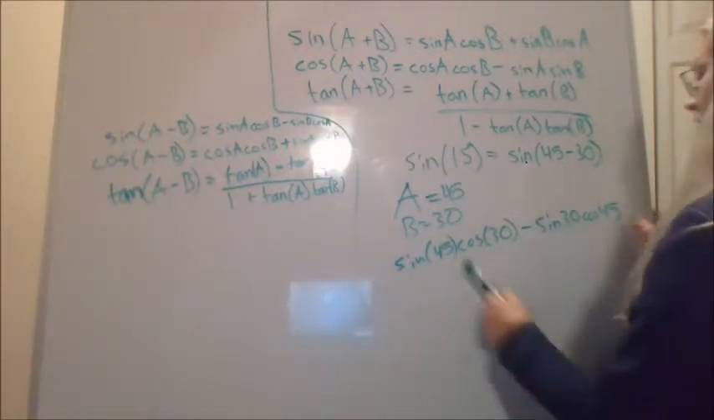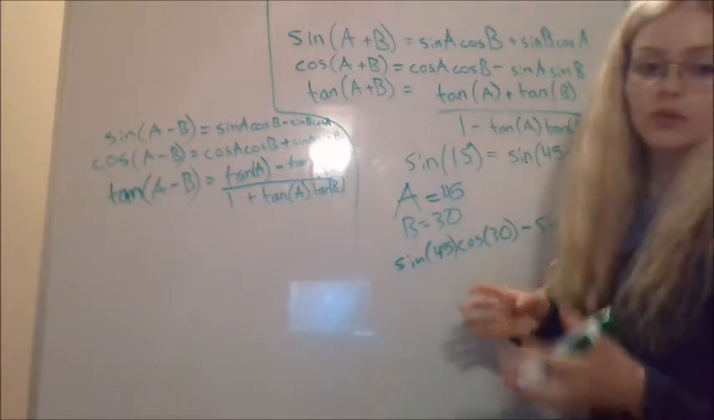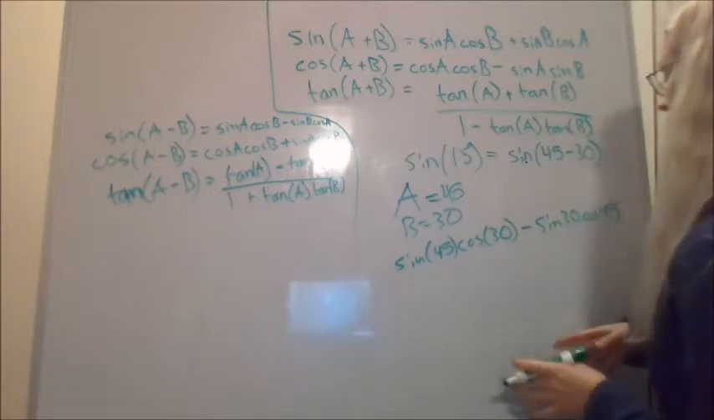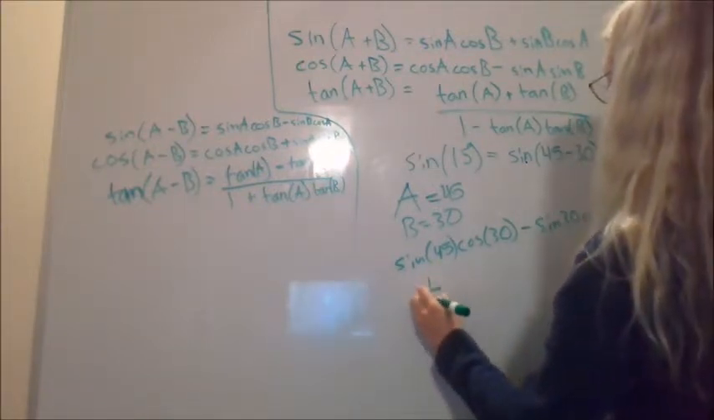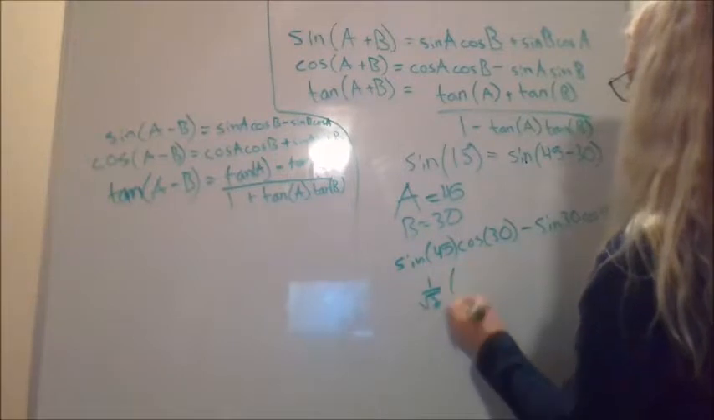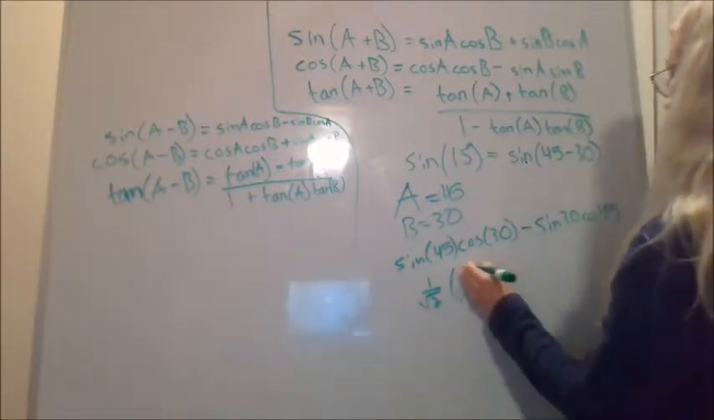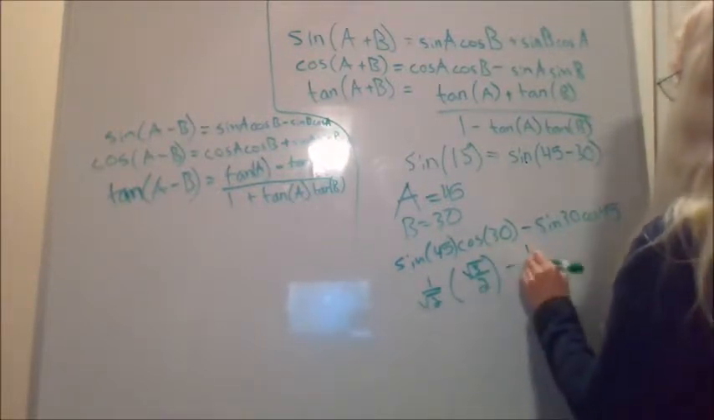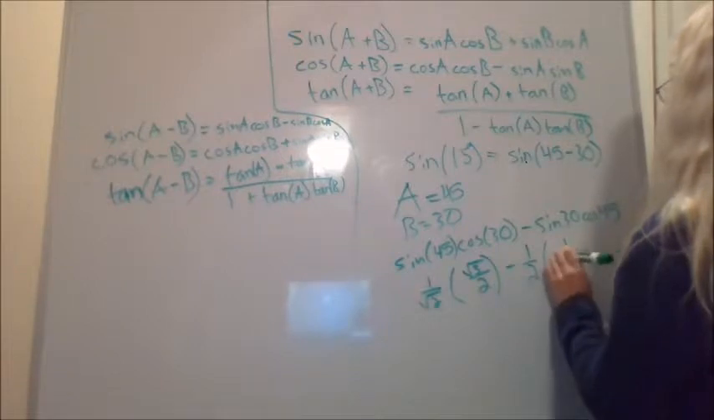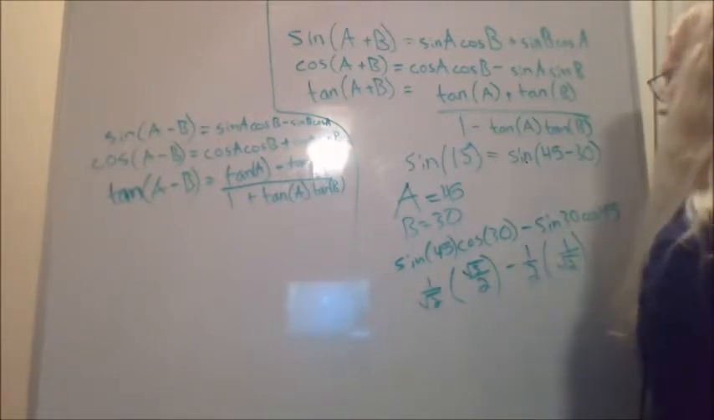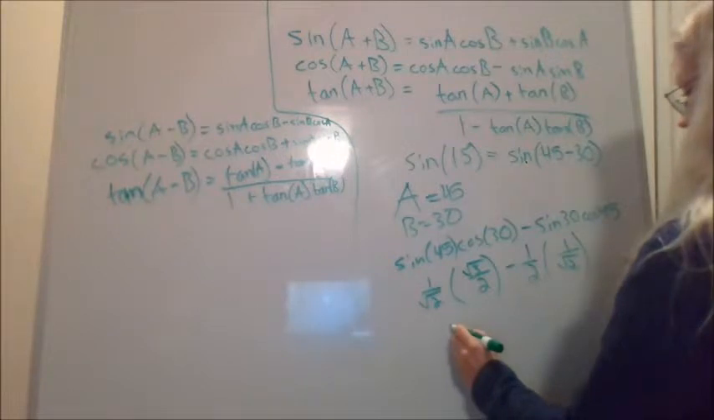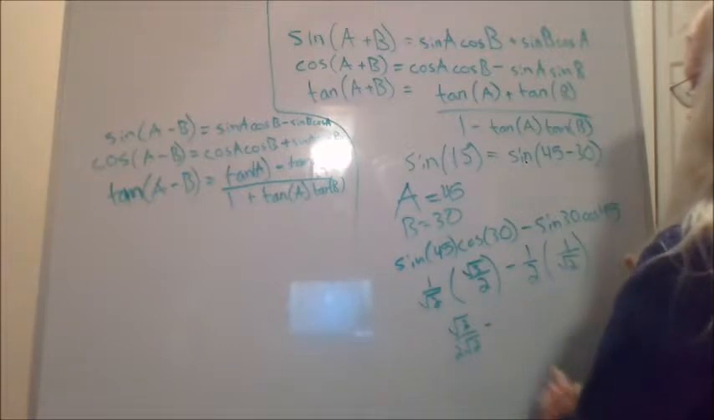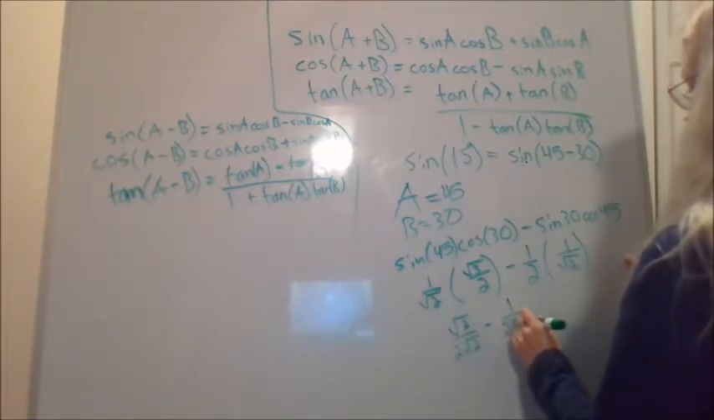And so now we have 45 and 30 degree angles, which we probably have memorized from our practice with trig. So our sine of 45 degrees is going to be 1 over square root of 2 times the cosine of 30, square root of 3 over 2, minus sine of 30, that's 1/2. Cosine of 45 is 1 over square root of 2. So now let's simplify. Square root of 3 over 2 square root of 2 minus 1 over 2 square root of 2.